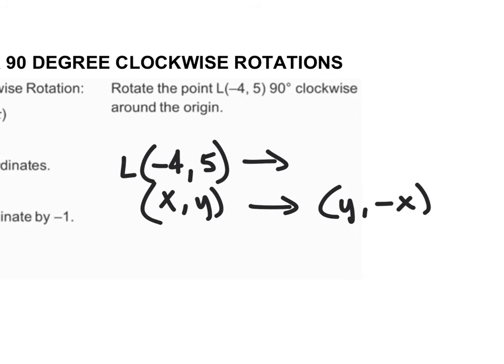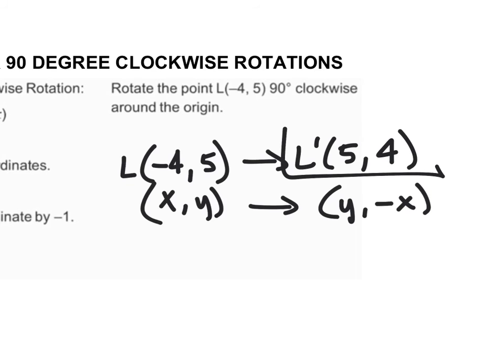So all I'm going to do is switch them. So my Y value, 5, becomes my new X value over here. And then whatever I had for X, I'm going to make that opposite. So this is negative 4, means my opposite is going to be positive 4, and this is L prime. This is our answer. This is what we're looking for.